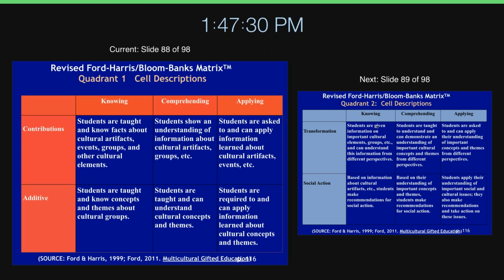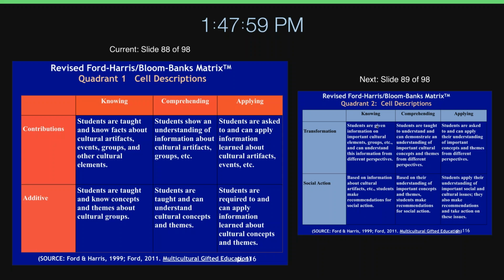So this is where students are taught, and they know facts about cultural artifacts, events, groups, and other cultural elements. So low on both. And then very low still, but the highest one in this quadrant is applying and additive. And this is where students are required to and can apply information that they learn about cultural concepts and themes.